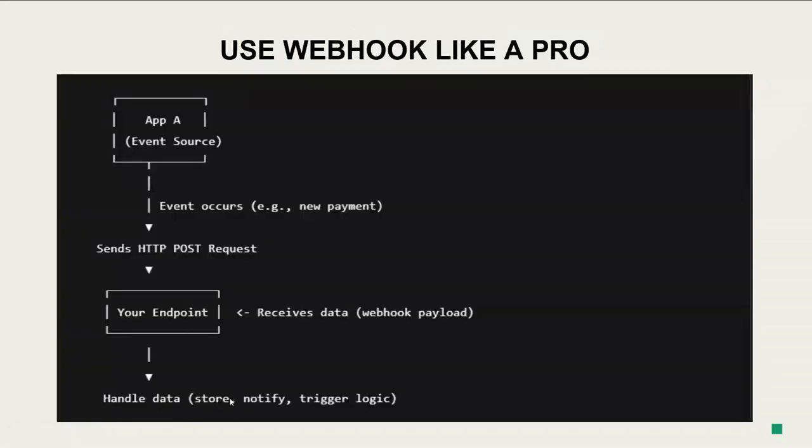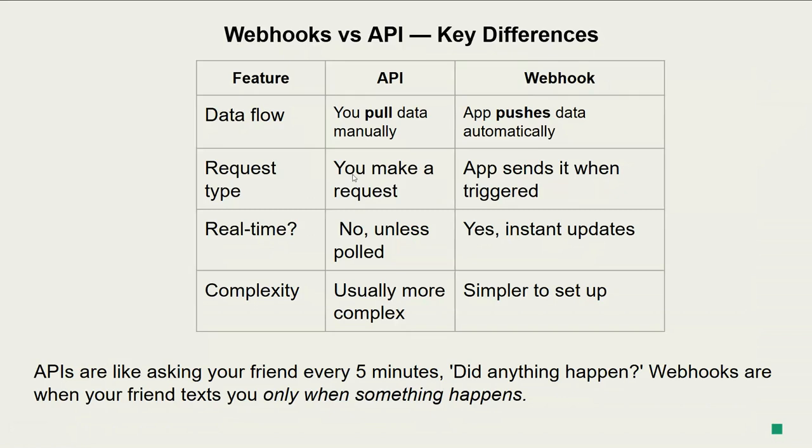You can store the data. You can notify, maybe send messages, SMS, WhatsApp, emails, and what have you. You can trigger any other logic. So that is that. For webhooks, you can see that webhook is different from API, where API is your application requesting for data. Webhook is a server or another application sending data to you automatically. An event triggers the payload and it sends it to you. So you can see the request type: with an API you make a request, but for webhook, the app senses when it is triggered.